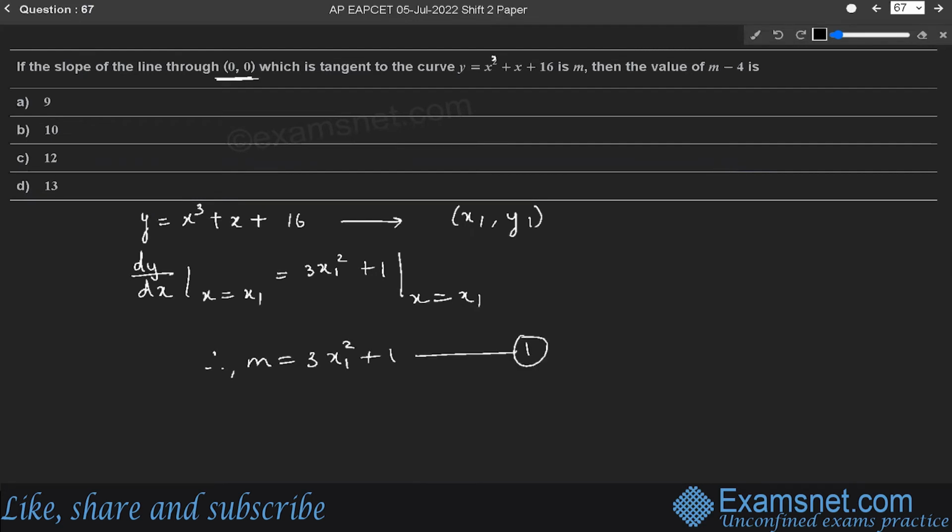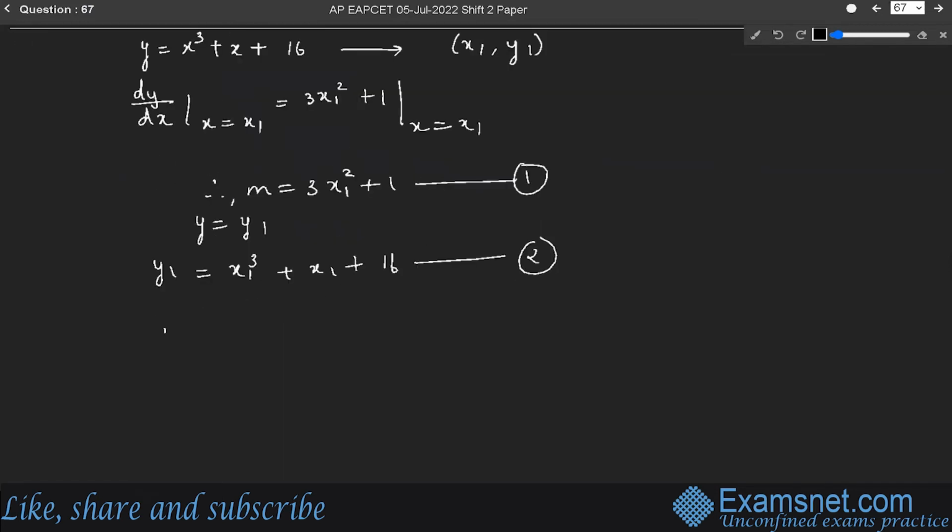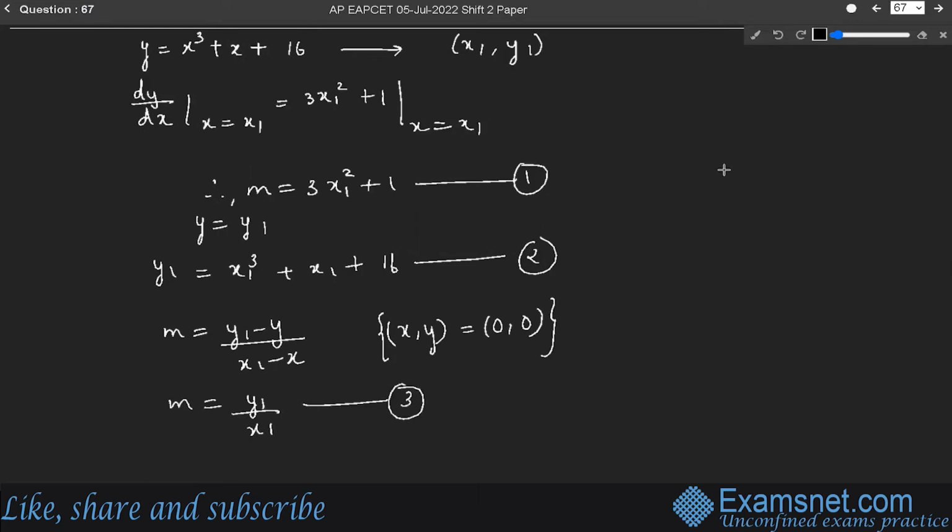If x is equal to x1, then y will be equal to y1. So the equation becomes y1 is equal to x1 cube plus x1 plus 16. Let this be equation number 2. We know that this line passes through 0, 0. It means that x is equal to 0 and y is equal to 0. Therefore, m will be equal to y1 minus y upon x1 minus x. Here, x comma y is 0, 0 because it is given in the question. So the value of m will be y1 upon x1. Let this be equation number 3.